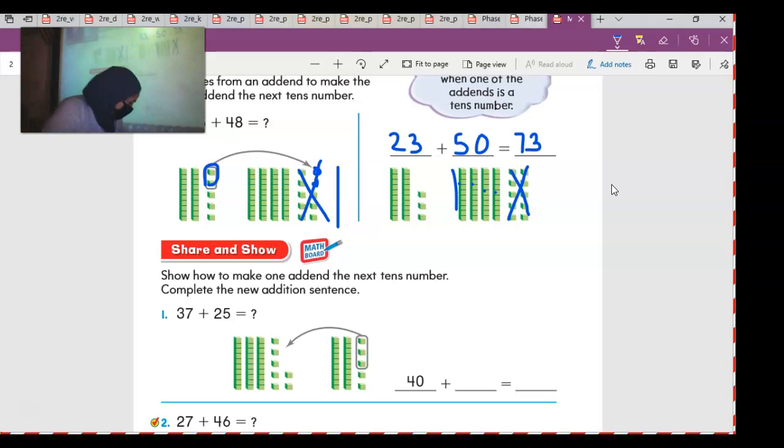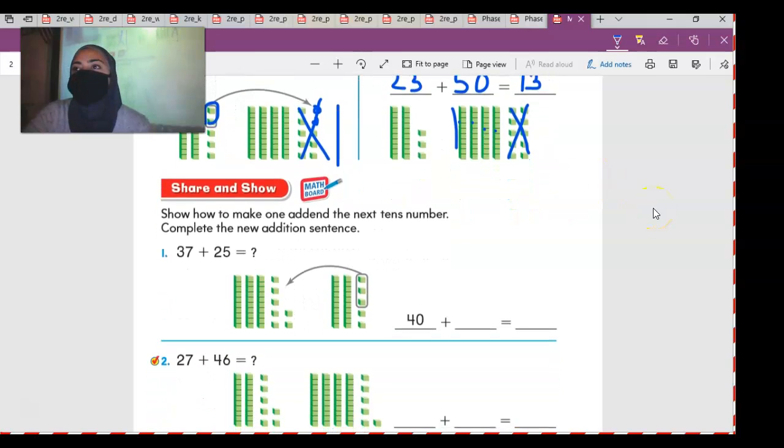So all you're doing on these problems is you're just cleaning up the mess, basically. We're playing cleanup here. You're cleaning up all the ones to make 1 ten, right? But Miss Yusuf, what if we don't have 10 ones?